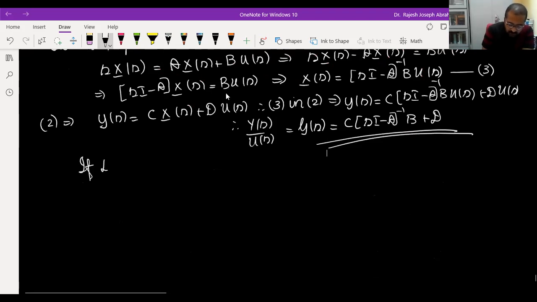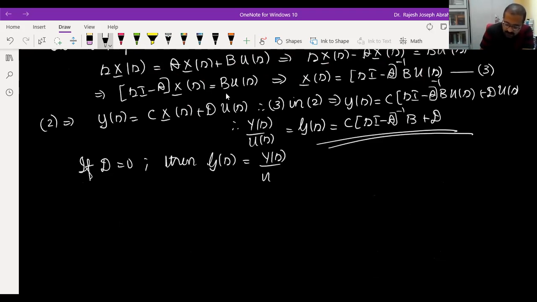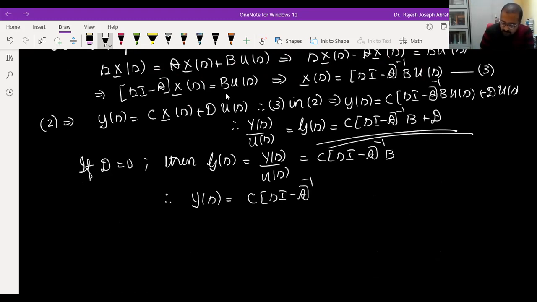If D equals 0, then our transfer function G of s will be what? Nothing but C into (sI minus A) inverse B. Okay, so what will be the output equation? Output in that case is just this thing into U of s. Therefore, output Y of s would be C into (sI minus A) inverse B into U of s. That's it. Okay, so this is how transfer function and state space models are related.